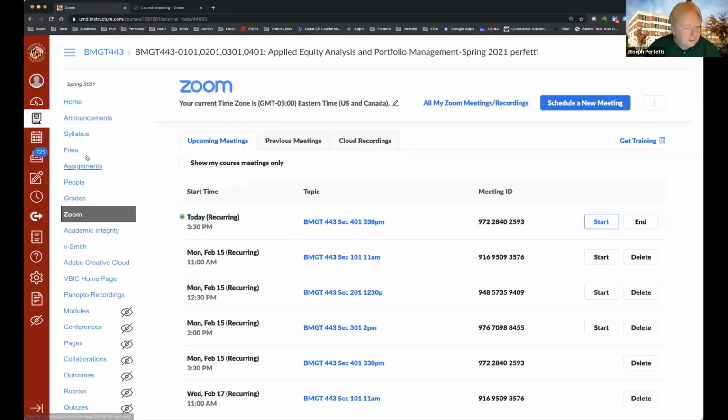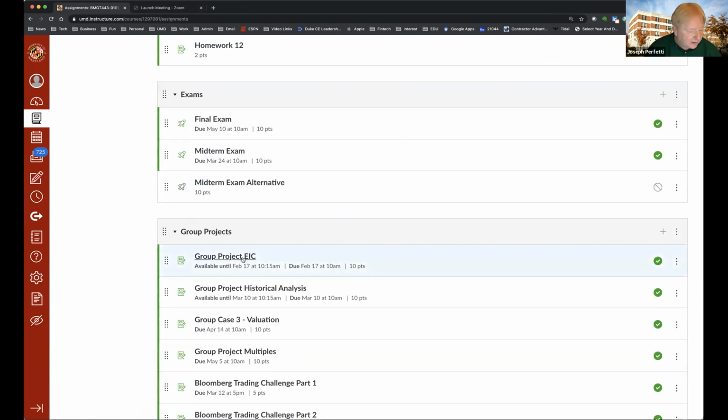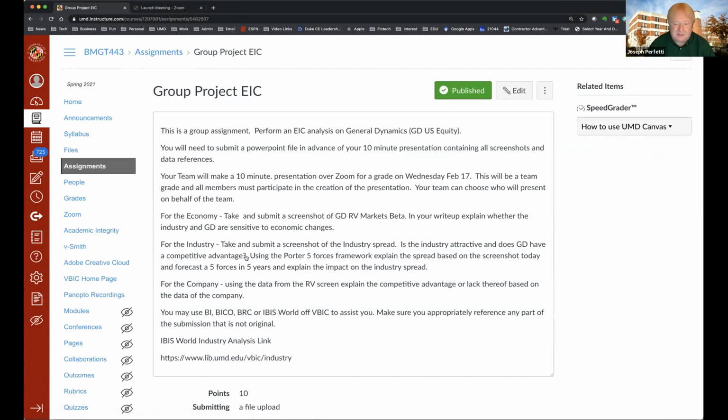Just as a reminder of some upcoming deadlines, next Wednesday is your first team presentation. Under assignments, it's listed as the group project EIC. It's worth 10% of your semester grade. Basically, each team will do a 10-minute PowerPoint presentation. You're all going to do it on the same company and industry, which is General Dynamics and the aerospace and defense industry primarily, but they're in a couple of different segments, so be aware of that.